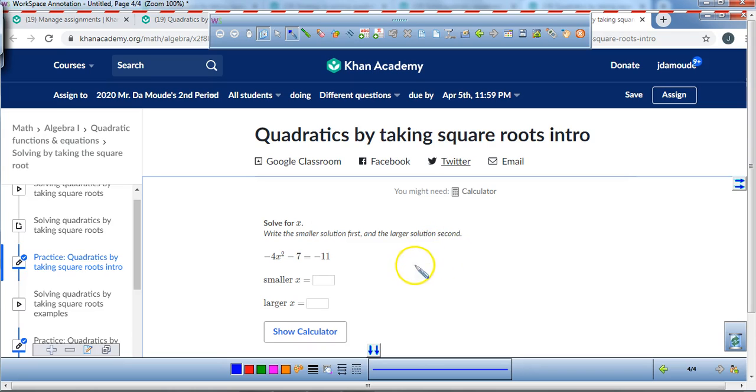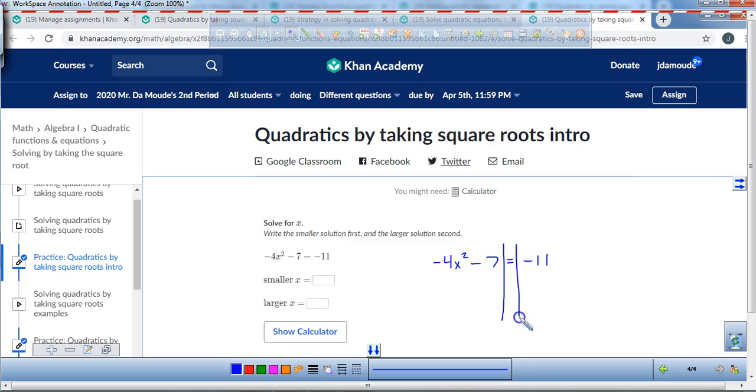So the first thing we have is a quadratic equation right here, negative 4 x squared minus 7 equals negative 11. Whenever you're solving for x, you have to make sure you always isolate the variable. Right now we have negative 4x squared, that's a term right over here. To isolate that we need to add 7 to both sides. So that'd be our first step.